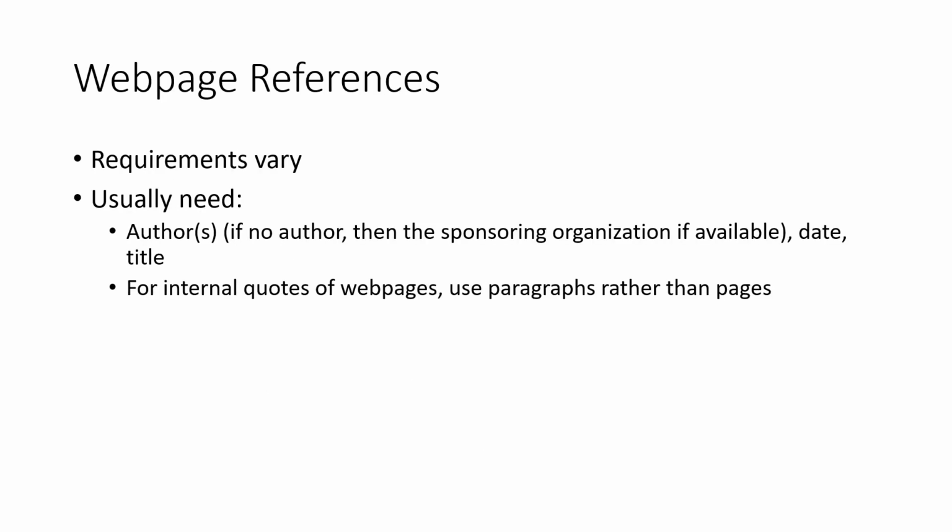Requirements for web pages vary. Check the follow-up video. Usually you'll need the author. If there is no author, then the sponsoring organization, if it's known. The date. You sometimes have to dig for the date. You could use, for example, a copyright date. You can also, if you aren't sure but you have a guess, put the date often with a question mark after it, like 2019 question mark if you're fairly sure it was from 2019 but aren't positive.